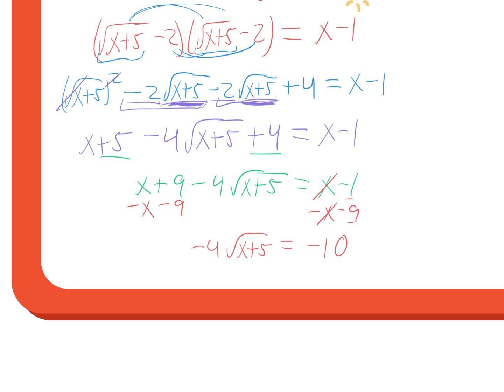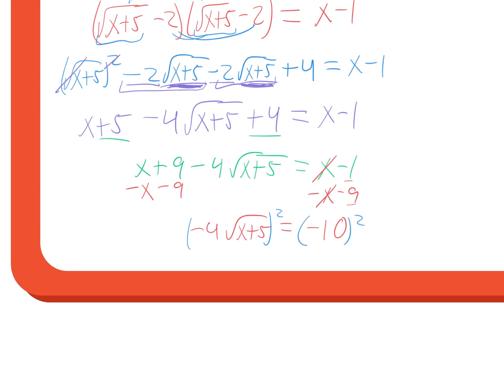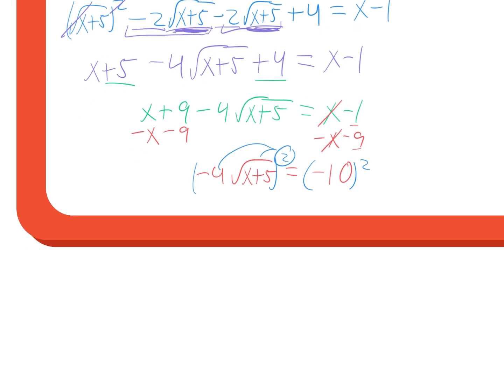All right, and now this makes it a little bit easier because now we only have one answer to check. So let's go ahead and square both sides. This is how I've been doing it before. If you don't like doing it that way, again, just get the radical by itself by dividing by negative 4. But you can square each factor, and by doing that, we get negative 4 squared, square root of x plus 5 squared equals negative 10 squared, which is positive 100.